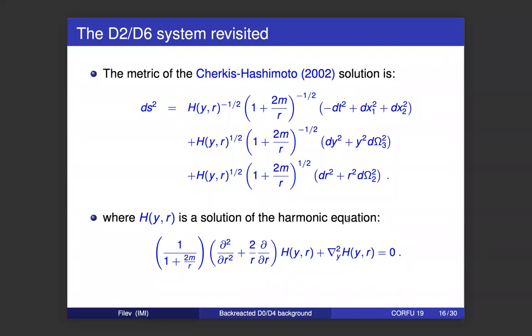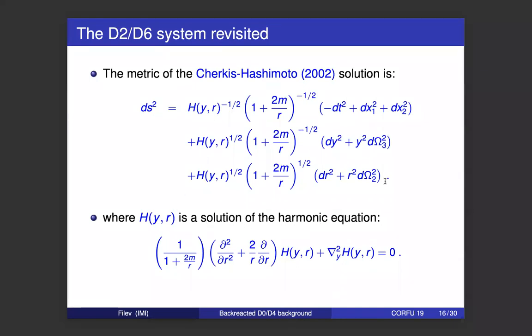By the way, when I first arrived in Dublin, I went to Cherkis and told him, let's do a numerical D3, D7 system. Let's do this, let's do that. Well, he wasn't that interested. But even back then, I always wanted to do backreacted D-something-else numerically. So this is what we did actually.